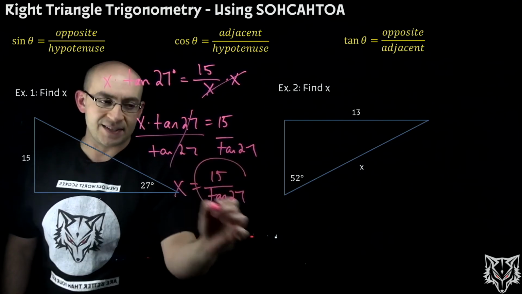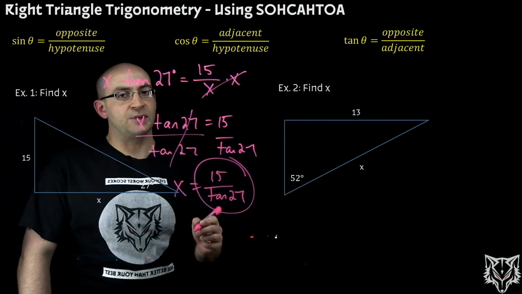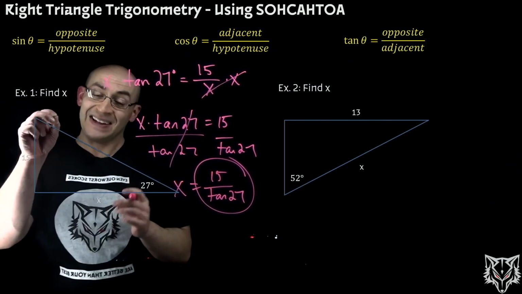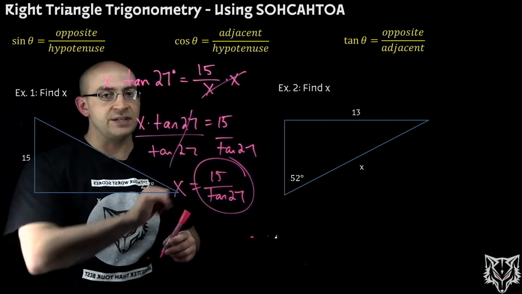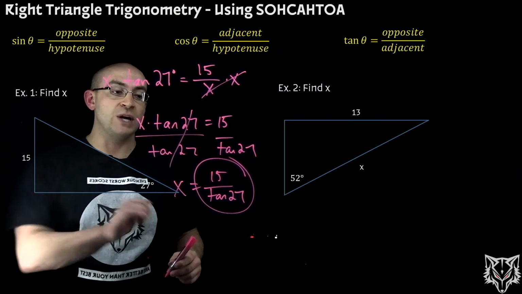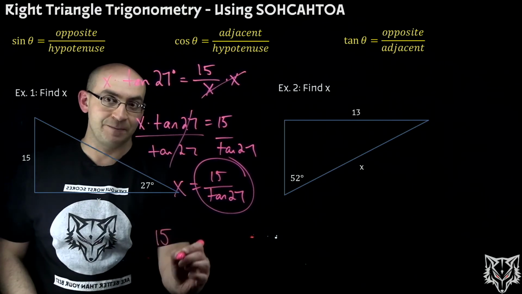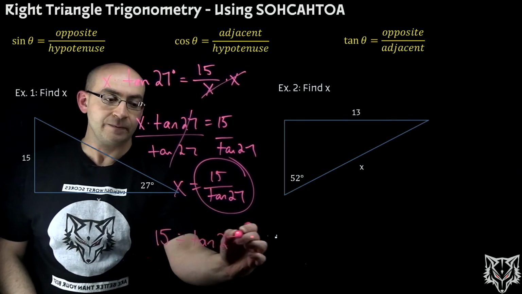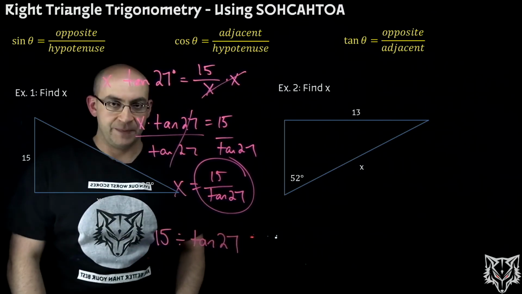Now this is what we're going to be putting in our calculator. One thing to be really careful about. Remember when we did angles in the last slide? We used the second button to get the inverse of that function. When we look for missing sides, we do not use that button. We are just going to plug in specifically 15 divided by tan 27. No second button, no inverse, nothing crazy. Just straight up. Let's see what we get.